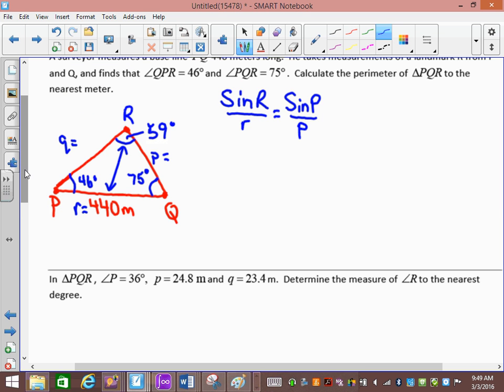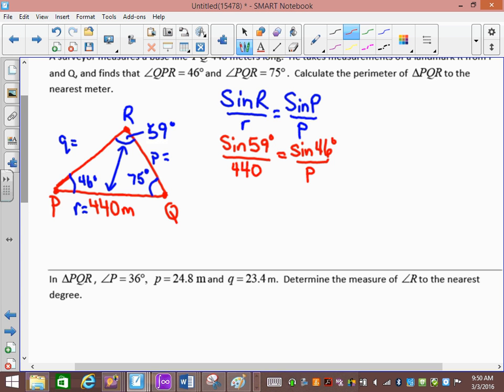So sine R, capital R means angle, and angle always goes beside the little sine word. So sine of 59 over r is 440. And yes, you could use the other two angles once you find a side, because technically we found 59, but it was the easiest one to find, right? And then sine P is sine 46 degrees over little p. We don't know it. And we know we did it correctly at this point because we can only be missing one letter, and we are. We have only one variable.